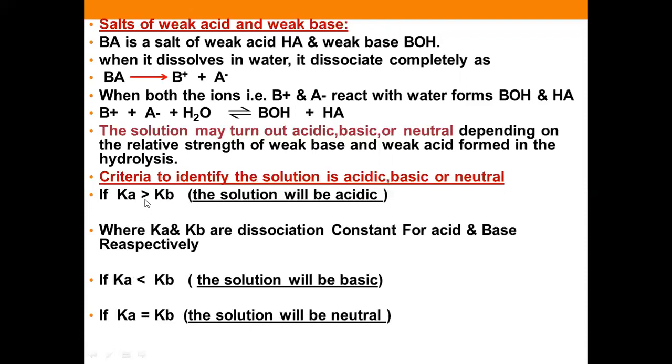How do we identify whether the solution is acidic, basic or neutral? Whenever this Ka is more than Kb, the solution is acidic. Ka is less than Kb, the solution will be basic, and Ka is equal to Kb, the solution will be neutral.